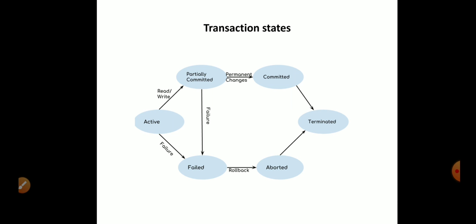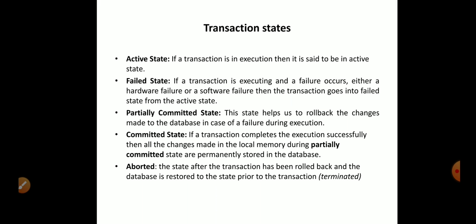Next is transaction states. While executing, the transaction has certain states. They are active, partially committed, committed, failed, and aborted. First one is active. If the transaction is in execution, you call that the active state. If the transaction fails, it goes from the active state into the failed state. That failure may be due to a hardware failure or a software failure.